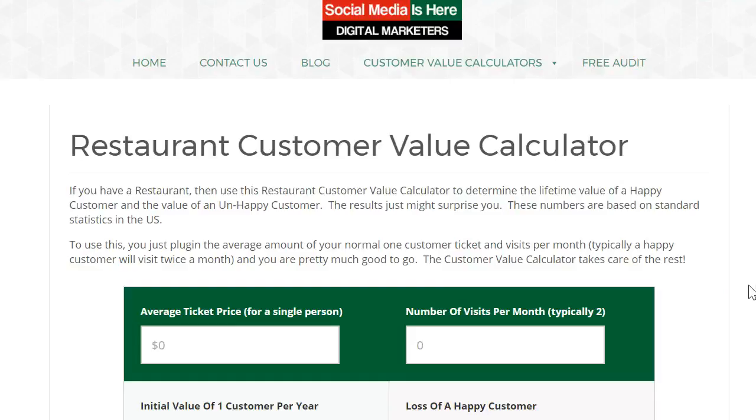Customer Value Calculator. Basically, we put this together because most restaurateurs and eateries and even bars don't understand how much one happy customer is truly worth. So we put this calculator together based on industry restaurant standards in the US. This will work in other countries as well. You just may have to adjust it up or down a little bit. And we went with conservative values here.